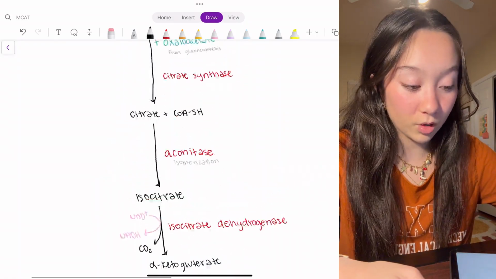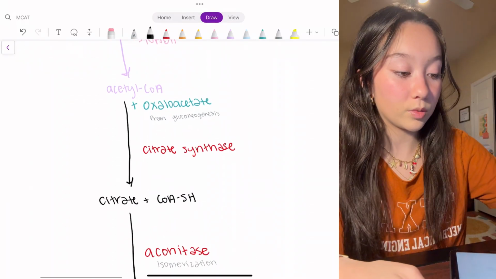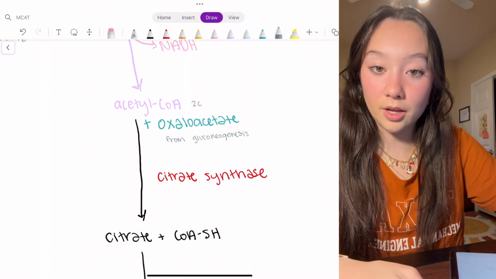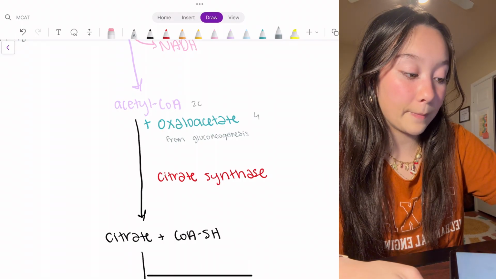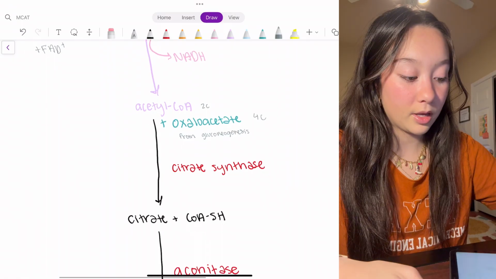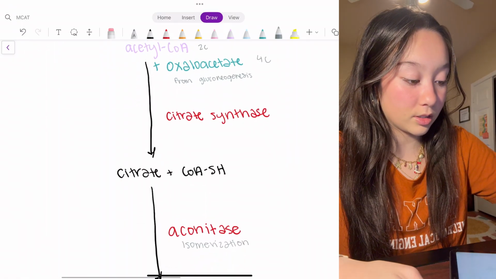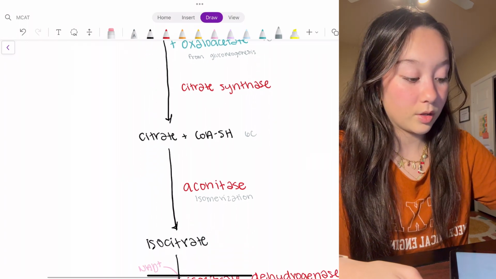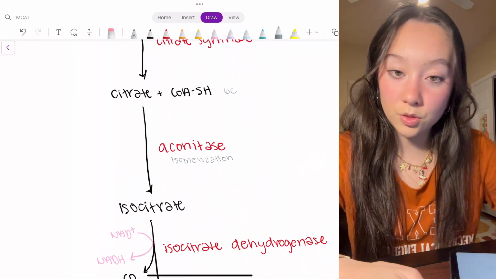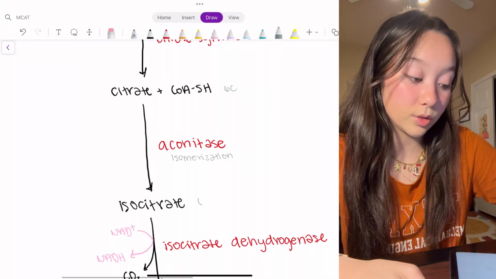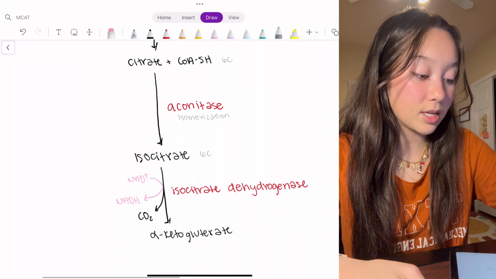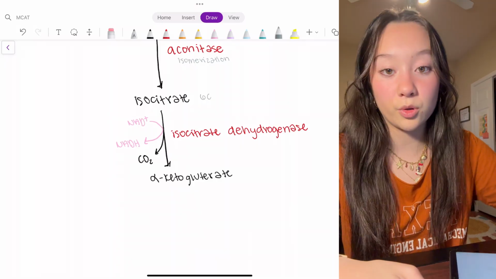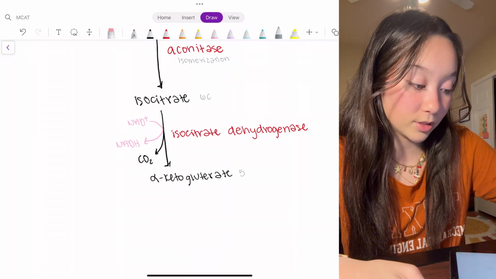Now, if we're keeping track of our carbons, I'll go ahead and make note of all the carbons. So we said acetyl-CoA had 2 carbons. Oxaloacetate, we said 4 because we added on 1 from pyruvate. And we said that this here, citrate, had 6 carbons because we were adding those 2. So now this is just an isomerization reaction. We're not gaining or losing any carbons. So this is also going to have 6 carbons. And then now we're losing a CO2 to go from isocitrate to alpha-ketoglutarate. So this is going to have 5 carbons.